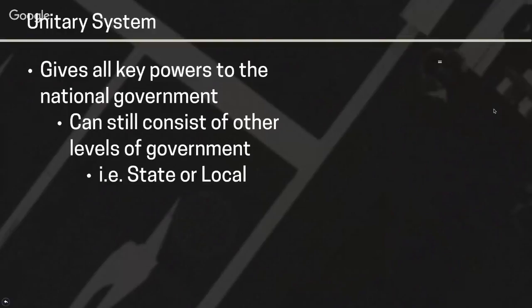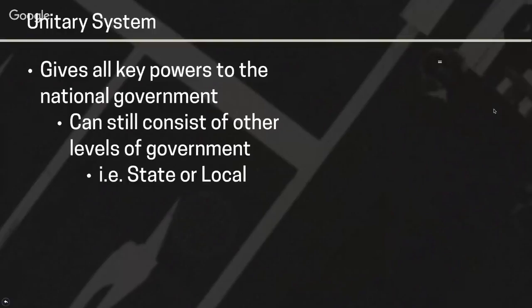Our government? Incorrect. Our government is not a unitary system. North Korea would be a unitary system. Russia would be a unitary system. It is basically where the national or federal government can tell anyone and everyone what to do, even the local and state governments. Cannot do that here in the United States.